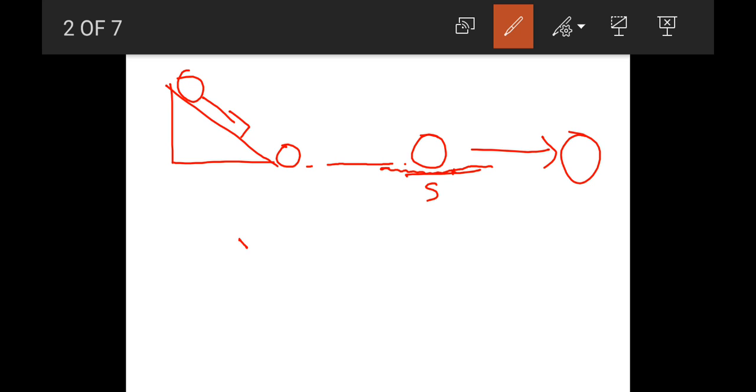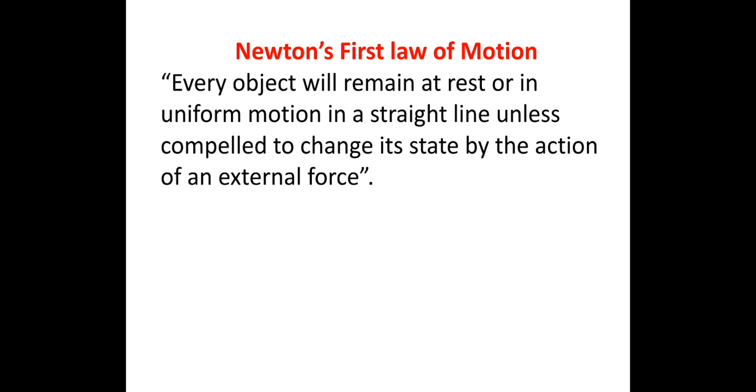The statement of Newton's first law of motion: every object will remain at rest or in uniform motion, that means in motion in a straight line, unless compelled to change its state by the action of an external force. That means if an object is at rest, it will remain at rest, it will not move until you apply some external force.